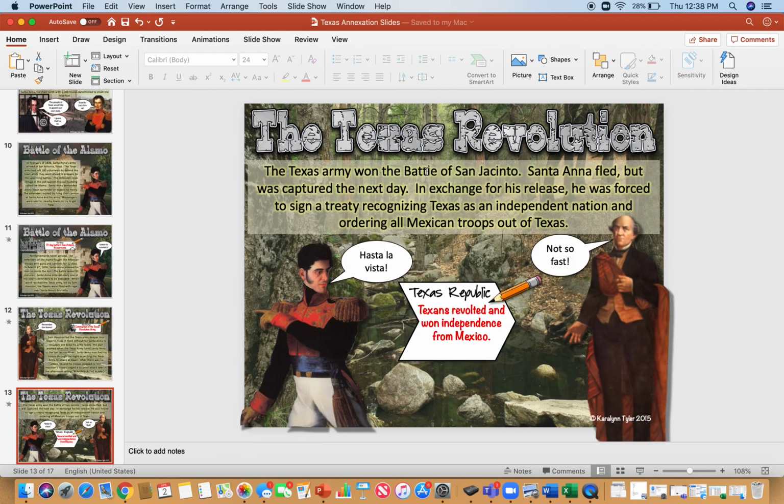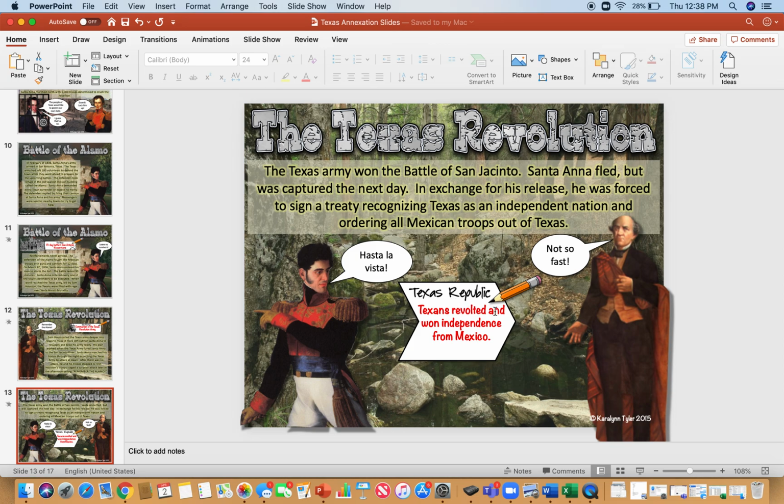So the Texas Army won that battle, the Battle of San Jacinto. Santa Anna fled. He ran away, but he was captured the next day. In exchange for his release, he was forced to sign a treaty, an agreement recognizing Texas as an independent nation and ordering all Mexican troops out of Texas. So they captured him, and they said, "We'll release you, but under these conditions. We'll release you if you recognize Texas as an independent nation." And remember, that's what Sam Houston wanted in the beginning, right? And he ordered all Mexican troops out of Texas.